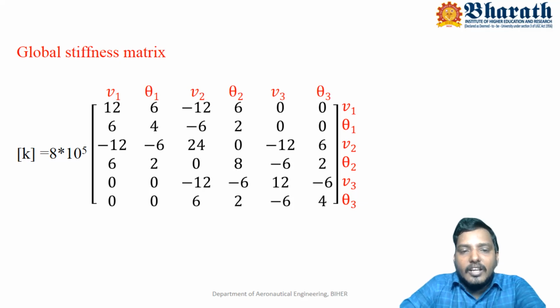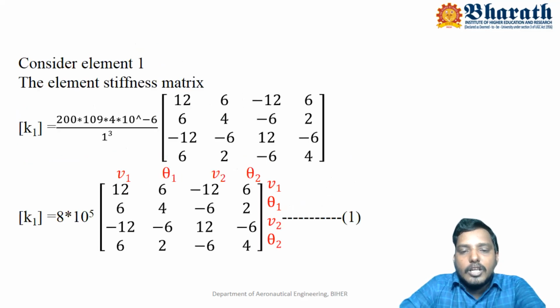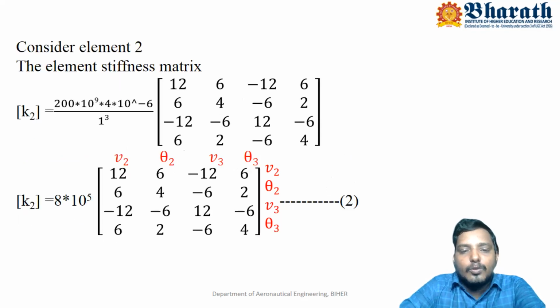If you see here, the V2 combination I mentioned as 24. How can we get this 24 value? You look at equation 1 and 2. For equation 1, the V2 combination is 12. In the same way we go for equation 2. What is the combination of V2? It is 12. Therefore 12 plus 12 is 24.